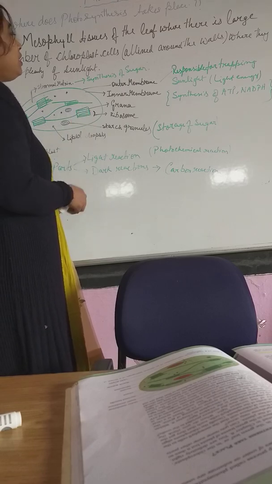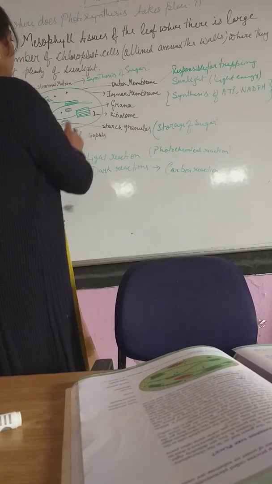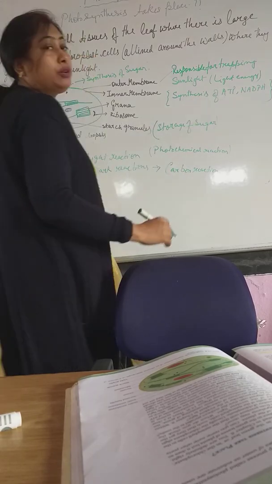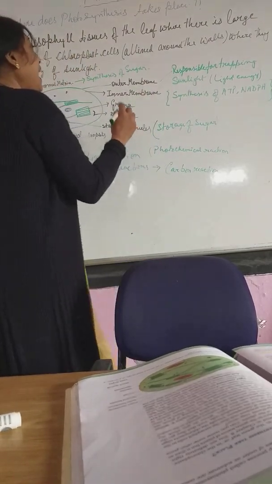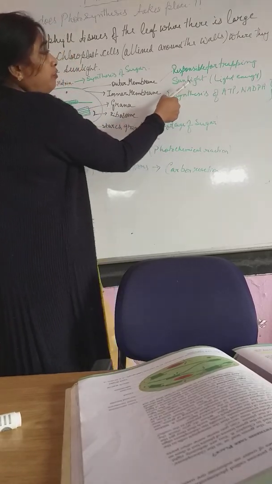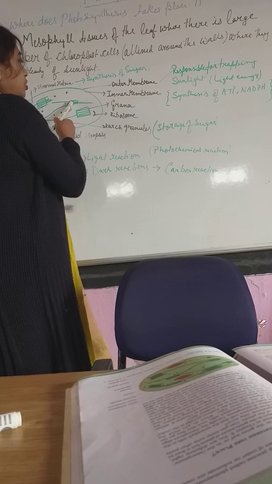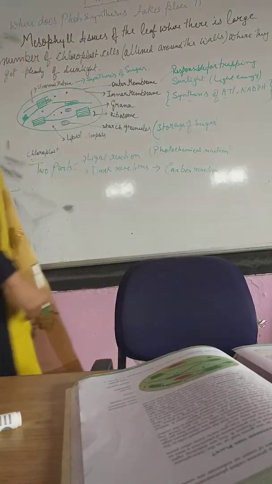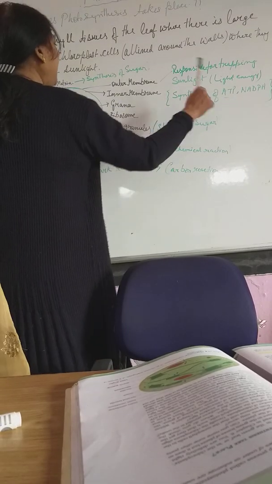So what is the function of this membrane? The membranes of the grana are responsible for trapping sunlight. All the light energy is trapped here, and in the membranous structures of the grana, ATP and NADPH are synthesized.